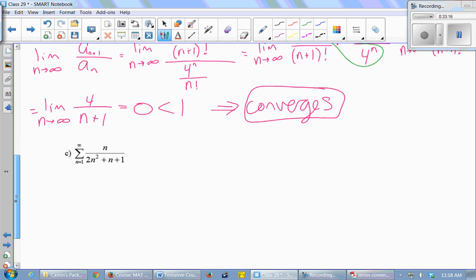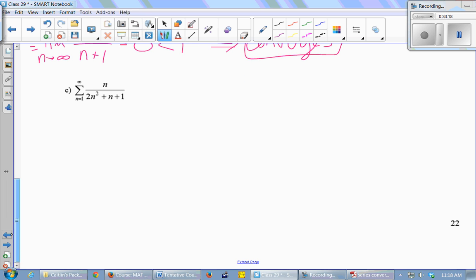According to the pattern of the lesson, this test isn't going to work for the last one. But I still would like all of you to try it. Figure out what the limit as n goes to infinity of the n plus first term over the nth term equals. And I'll give you a few minutes to do that.